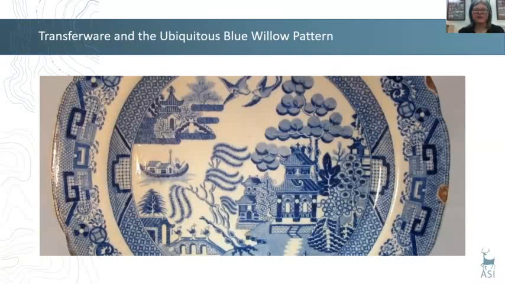Why do I keep saying transferware? Up until the transferring process was created, the plates that you got were hand painted, and they took a long time and were expensive because you had artisans hand painting your plates. So what happened is they started engraving copper plates with very intricate designs, which could be based on anything, artists' paintings, or this one, obviously with a chinoiserie feel to it.